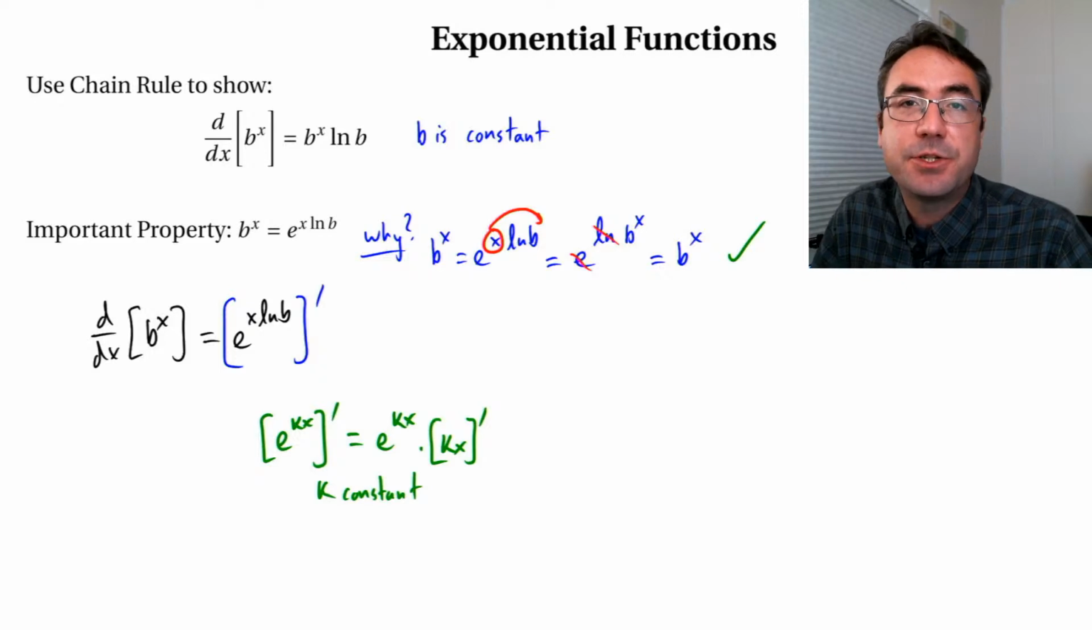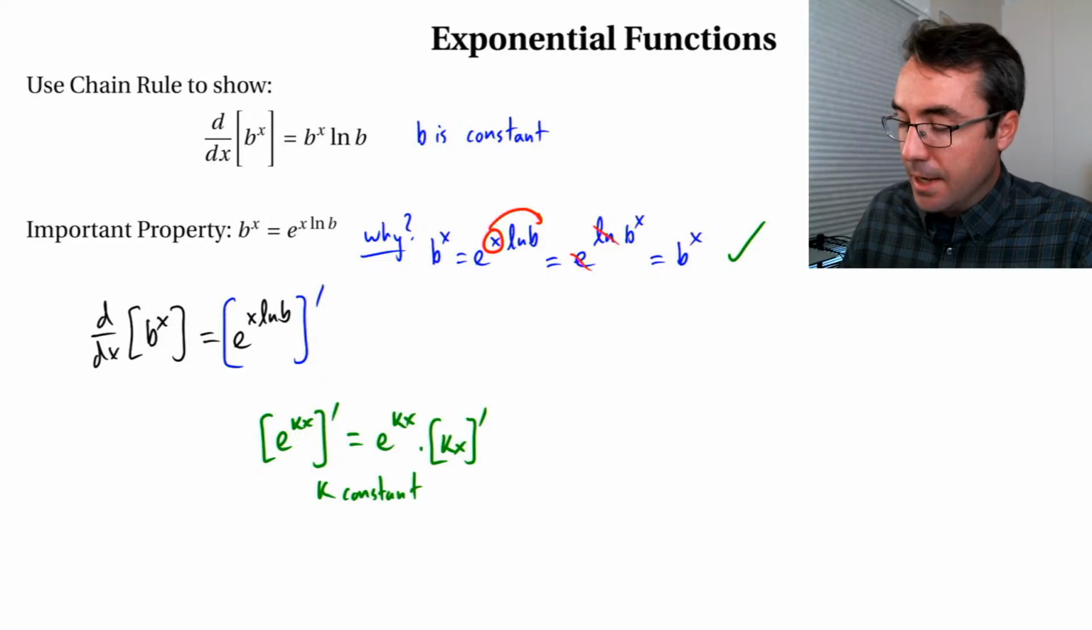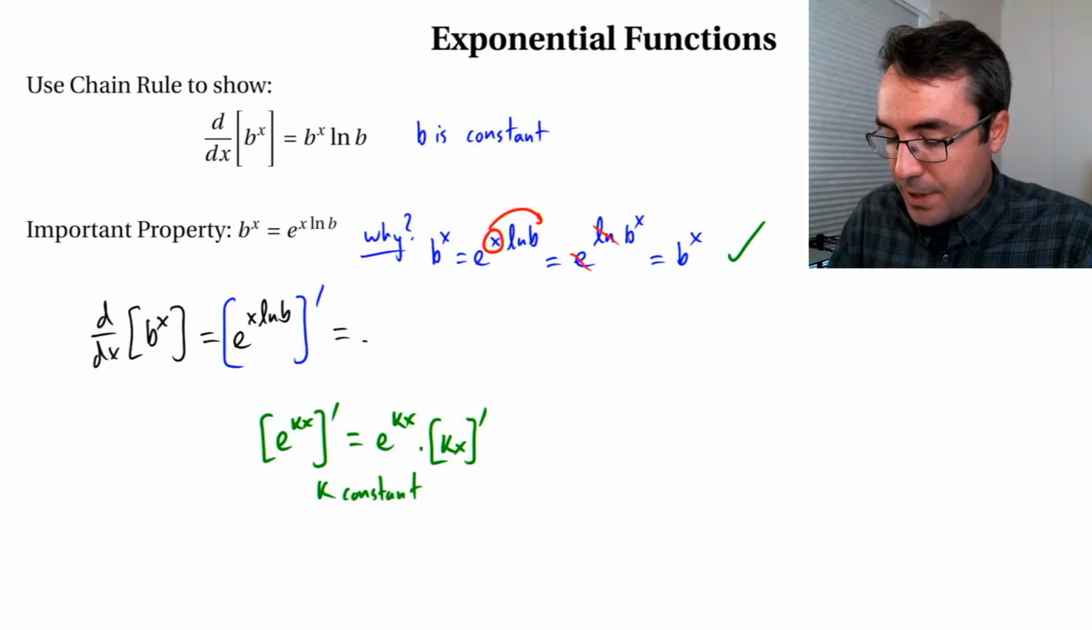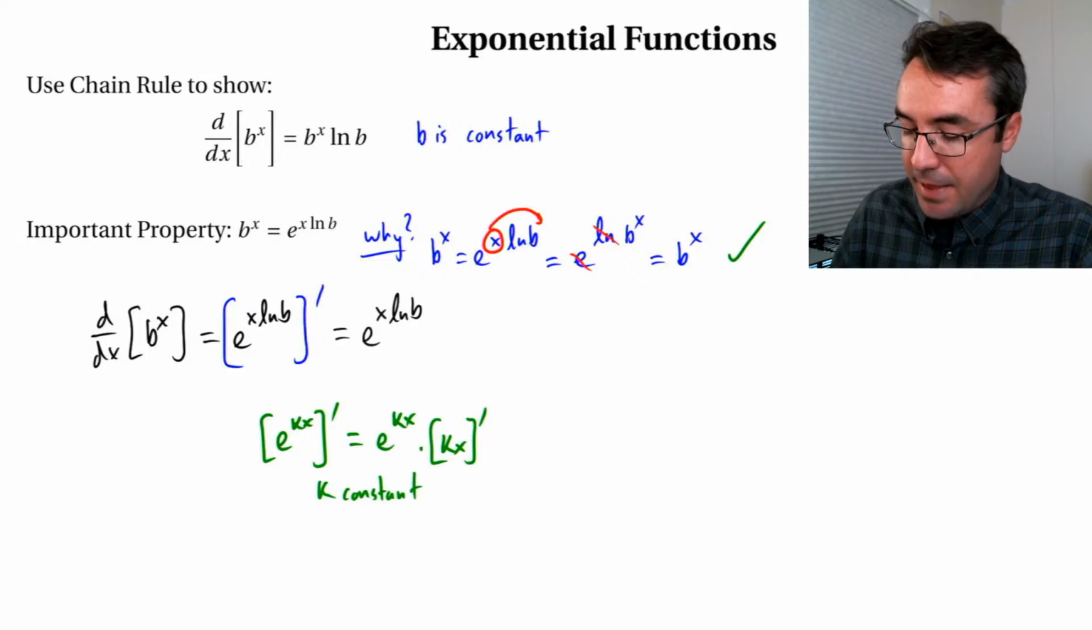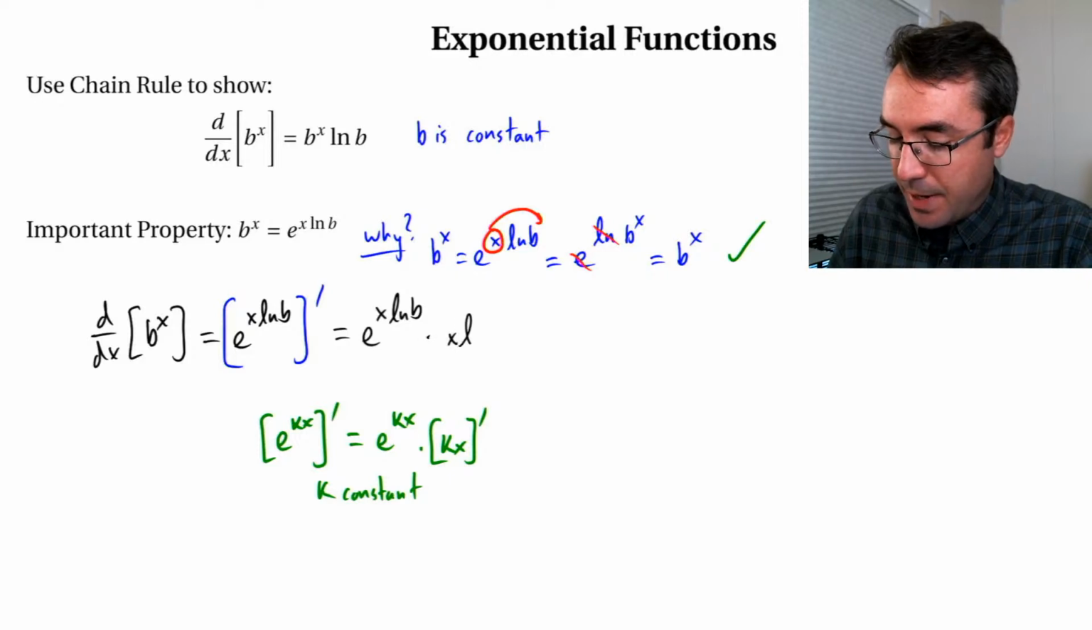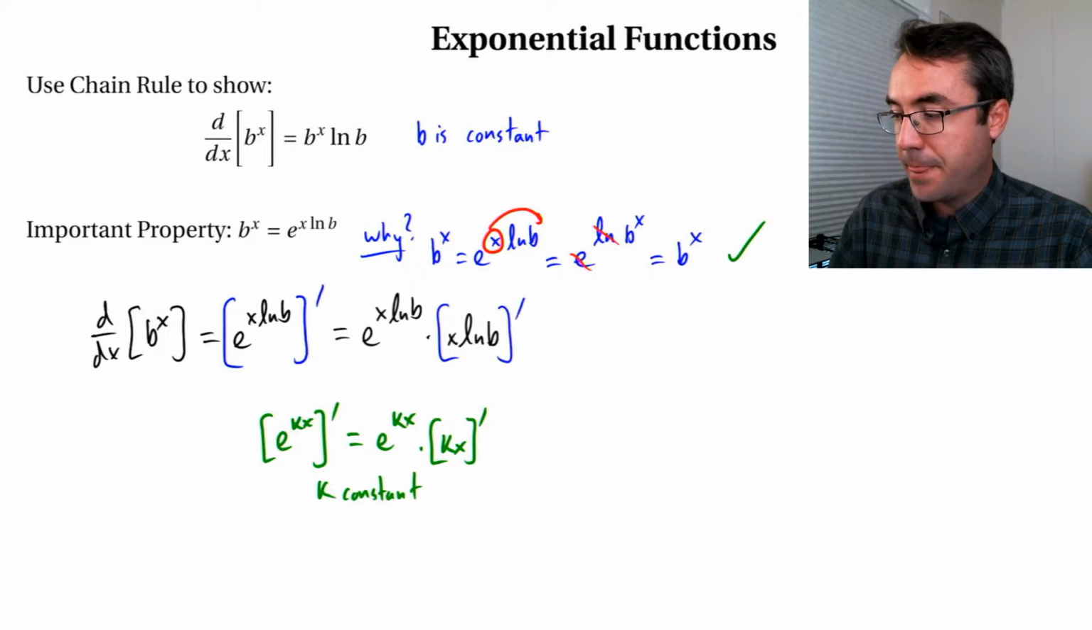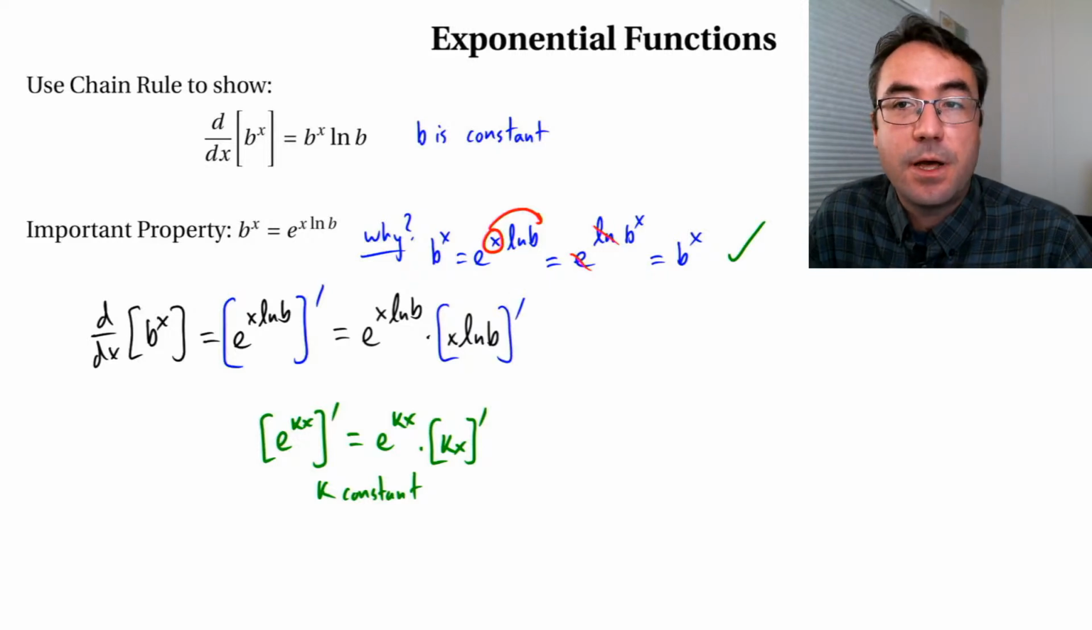So this was just a special case of the chain rule that we saw. We're going to do the exact same thing up above. We keep our exponential function exactly the same, e raised to the x times natural log b, and then we multiply that result by the derivative of the term in the exponent. So x times natural log b.